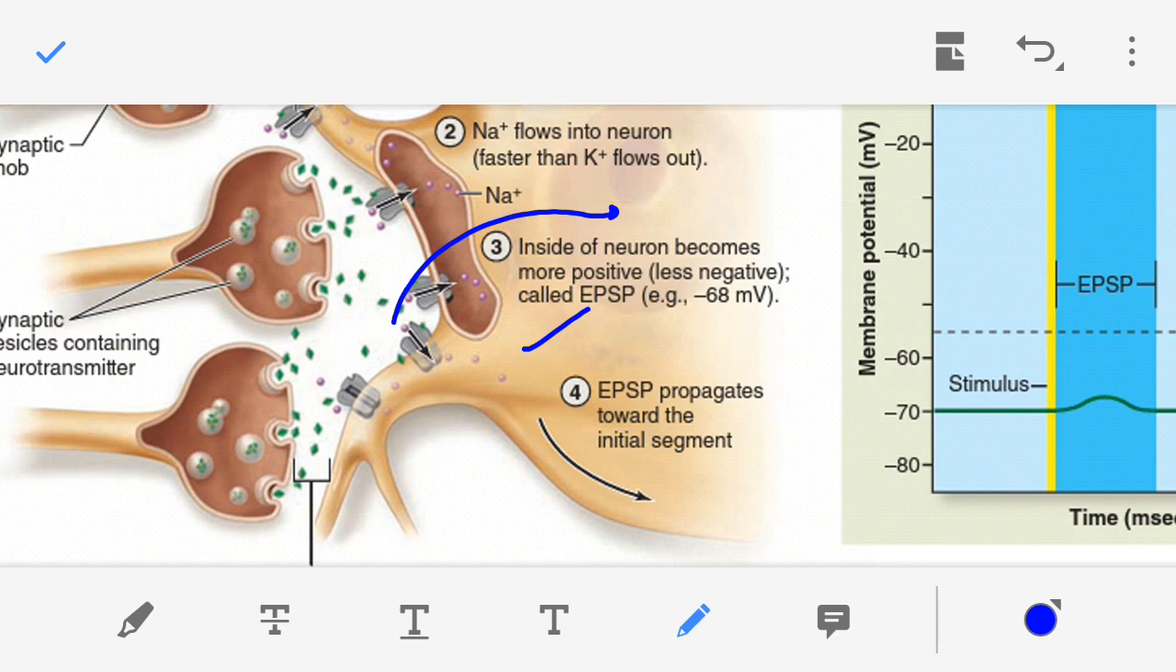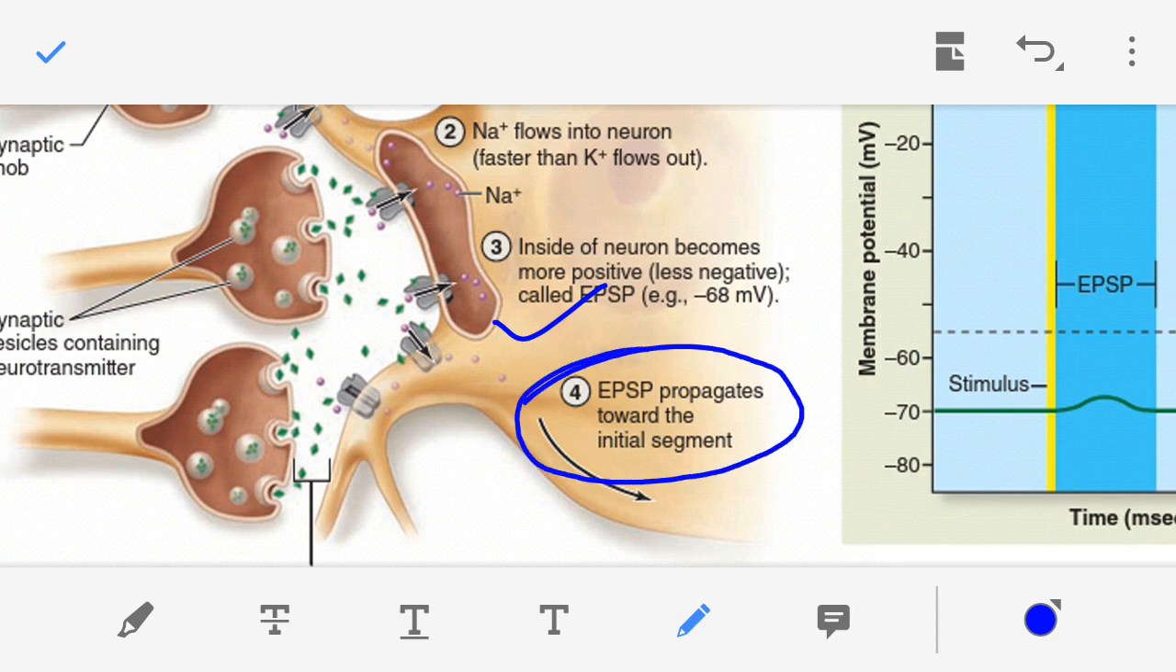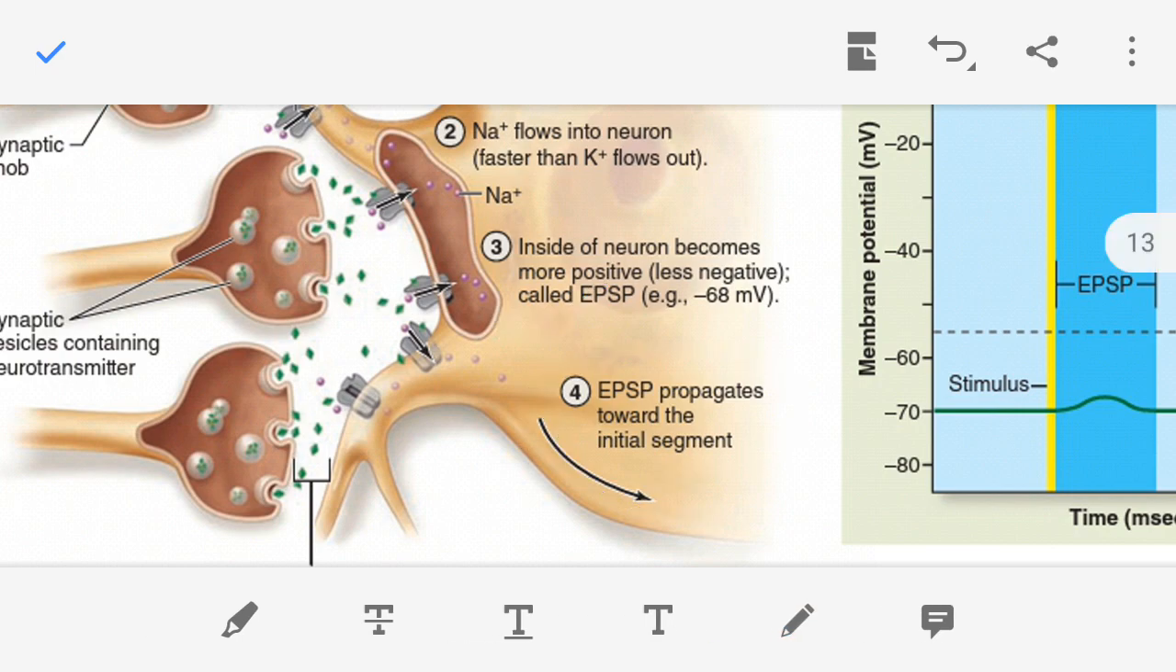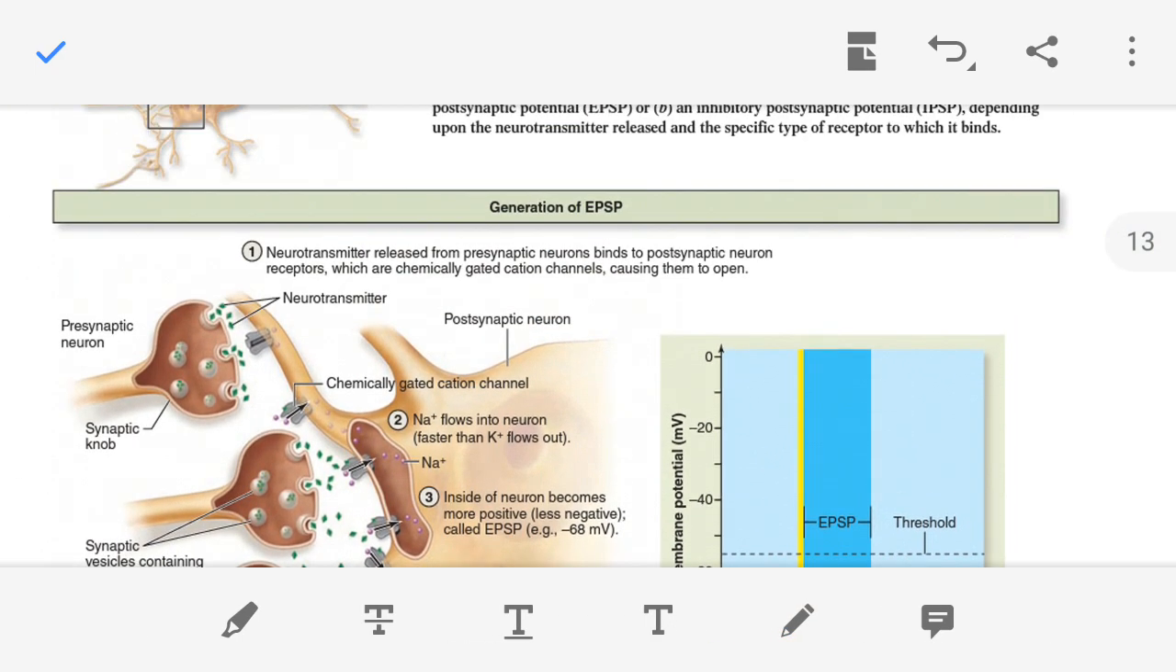And we know the resting membrane potential was minus 70 mV, but due to the entry of sodium, the negative charge is decreasing, and it now becomes minus 68 mV, and this membrane potential of minus 68 mV is known as EPSP. Now this EPSP, as you can see, propagates toward the initial segment of the neuron. So this is about the EPSP.